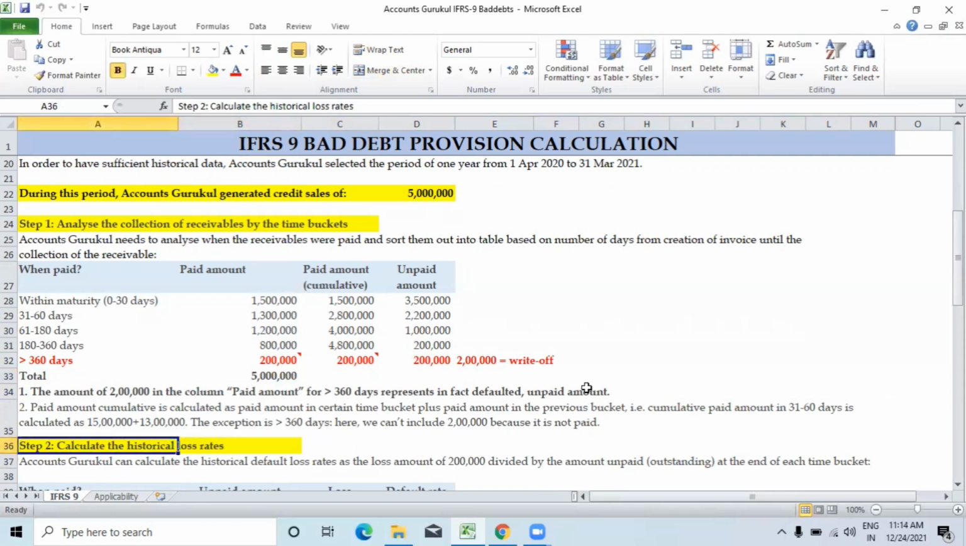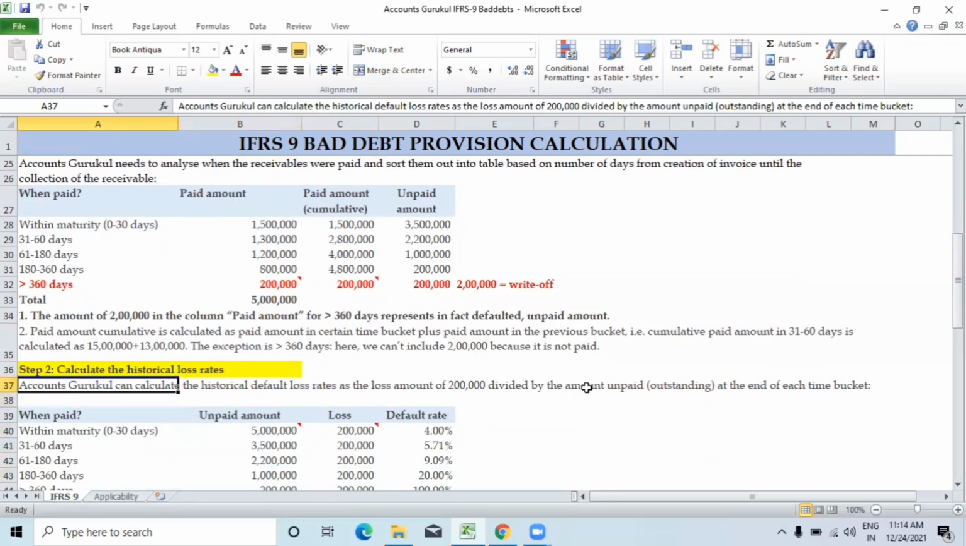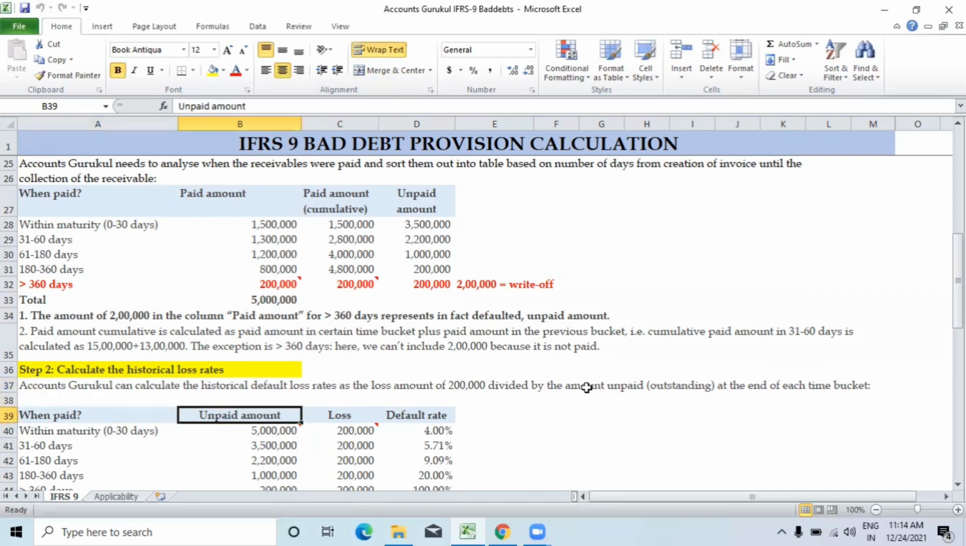The second step is to calculate the historical loss rate. Now, Accounts Gurukul can calculate the historical default loss rates as the loss amount of 2 lakh divided by the amount of unpaid outstanding at the end of each time bucket. So when paid, that's the unpaid amount, loss, and how much is the default rate.